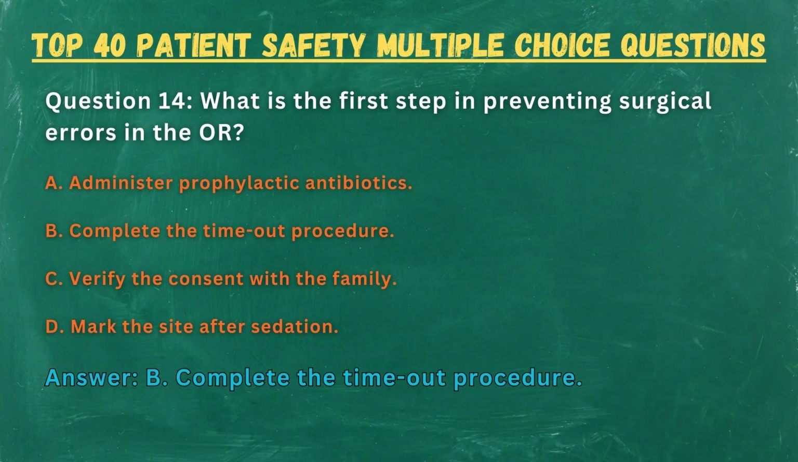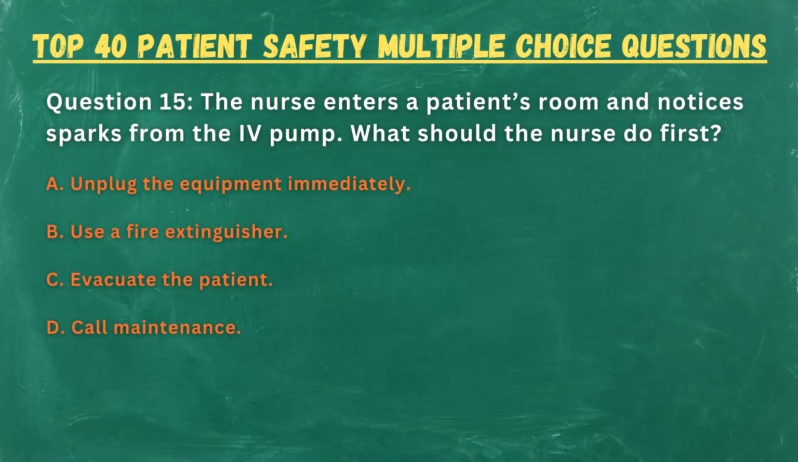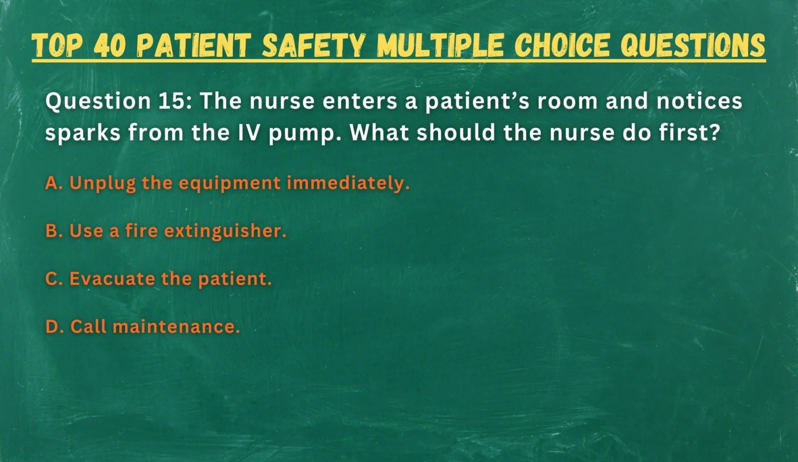Answer: B. Complete the timeout procedure. Question 15. The nurse enters a patient's room and notices sparks from the IV pump. What should the nurse do first? A. Unplug the equipment immediately. B. Use a fire extinguisher. C. Evacuate the patient. D. Call maintenance.